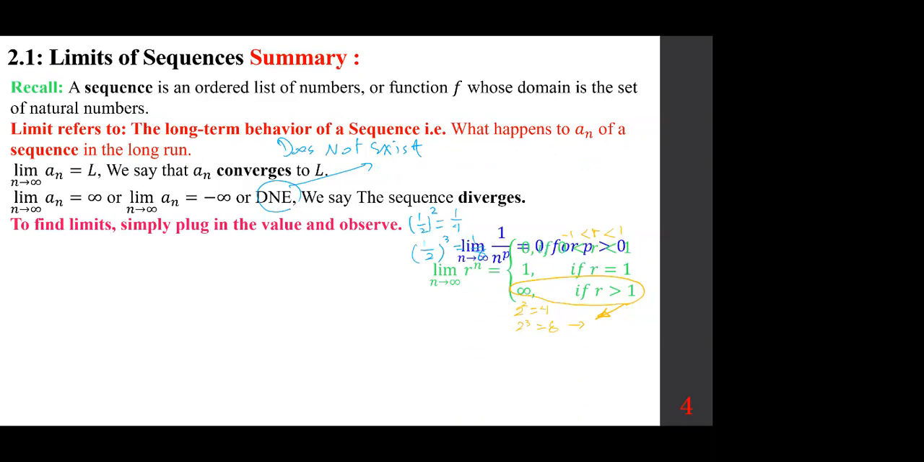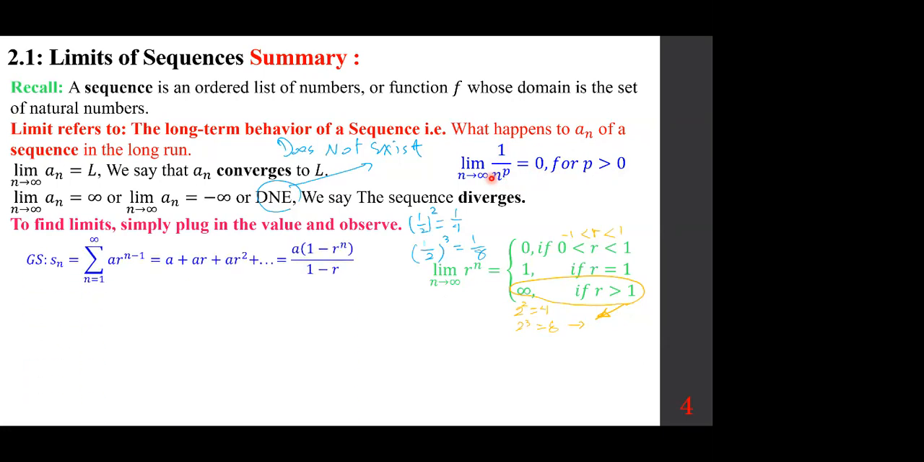Here's another theorem, class, which basically says when n approaches infinity, and if p is larger than 0, what happens to this? This approaches infinity, and any number over infinity is 0. Even if that number is large, it doesn't have to be 1. Even if it's 10 billion, it's still 0 over infinity. A number over infinity or a number over negative infinity is 0, okay? Any number, it doesn't matter how large it is. Now, here's the geometric sequence.